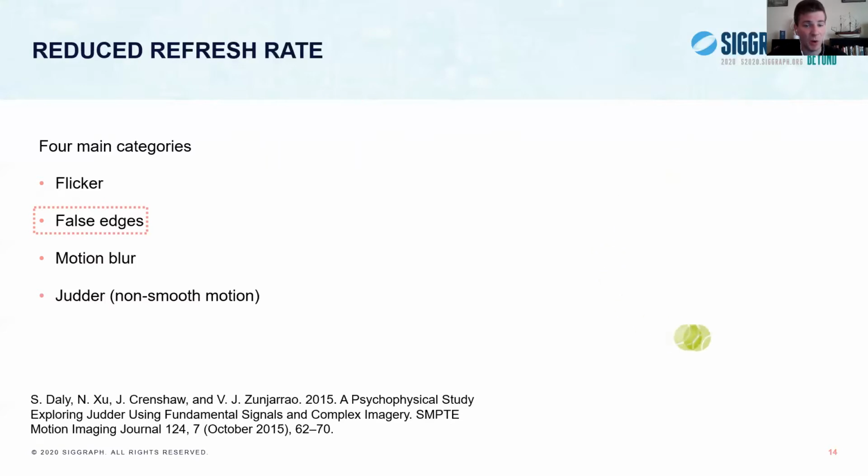False edges also occur in temporally changing displays, where the rate of change is too fast to be perceived as flicker, but the eye can't actually integrate a continuous image. Such artifacts are often visible when using DLP projectors or during saccadic eye motion on low persistence displays.